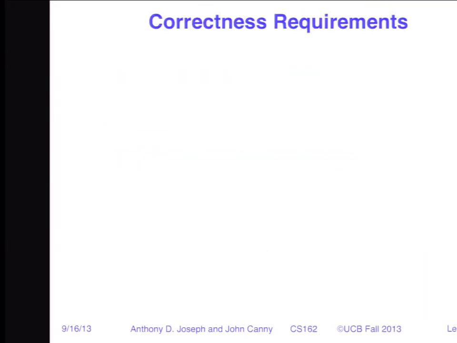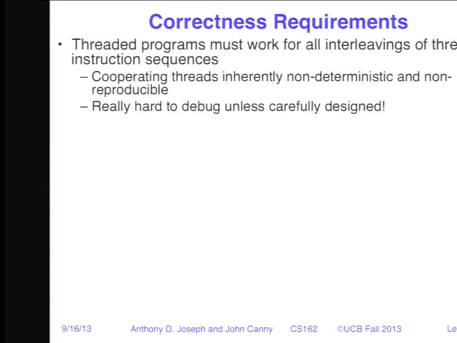So let's look first at our correctness requirement. Anytime we have threaded programs, we want to guarantee that they work for all interleavings of any thread instruction sequence. Now, because we have cooperating threads, that inherently means we're going to have non-determinism, because we can't control the order in which those threads are going to be interleaved and when their interleavings are going to occur. So this makes it both non-deterministic and non-reproducible.